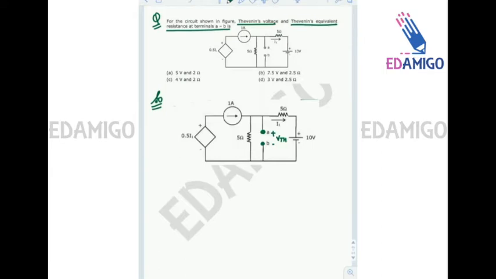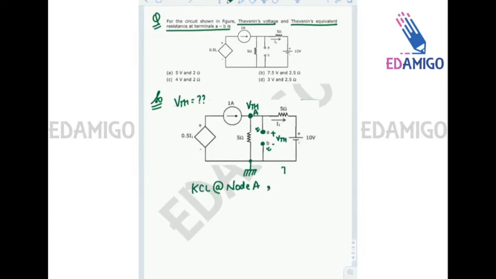Now let us assume that we have to find VTH. Let us assume that B is grounded, and the potential difference between A and B is VTH, so I can say that this terminal is at voltage VTH. Now simply applying the KCL at node A. Let us say that this node is capital A.